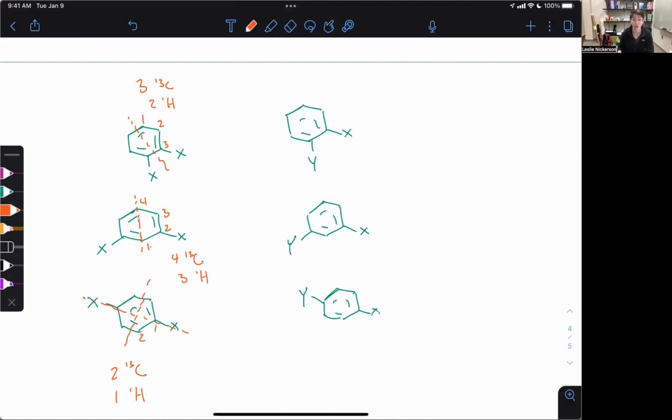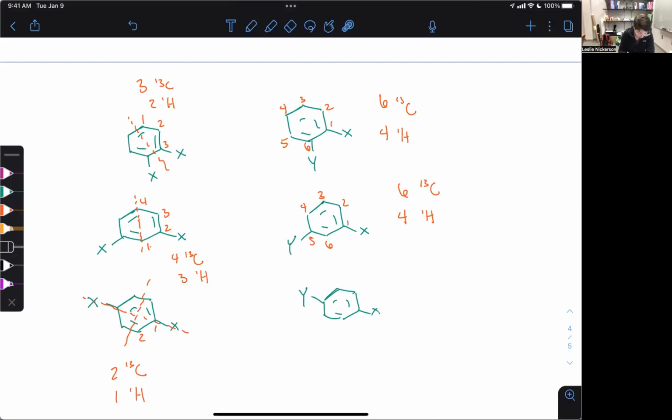All right, so let's go look at the ones where we have 2 different substituents. So on this one, since I have no planes of symmetry, and I'm looking at the one at the top, we're going to have 1, 2, 3, 4, 5, 6 carbon peaks. And then we're going to have 1, 2, 3, 4 protons. So those are 4 individual proton peaks. All right, same with this one. No plane of symmetry. So we're going to have 6 carbons, 4 protons. Okay, protons here, and then carbons are all the carbons around the ring.